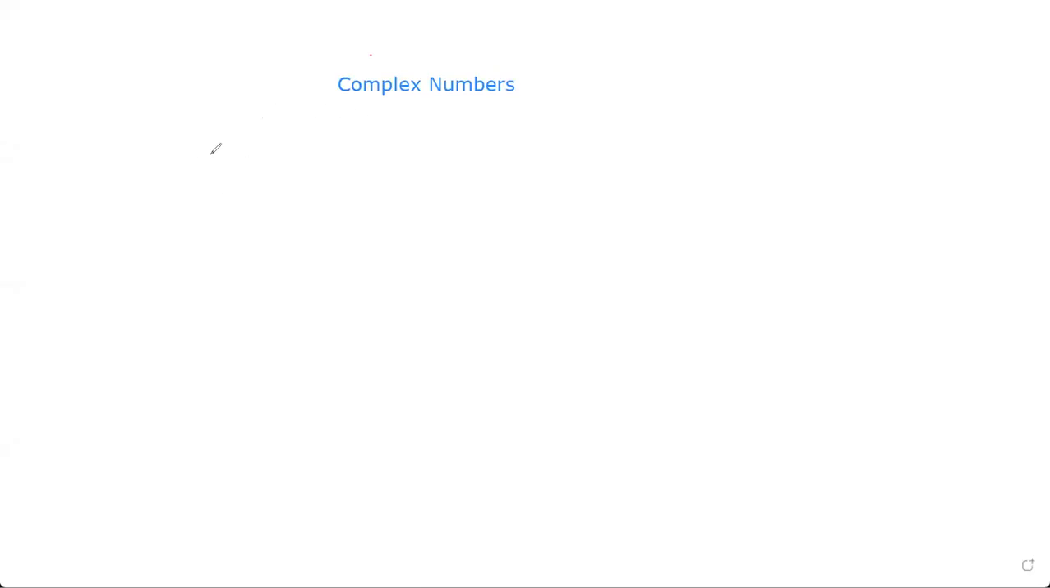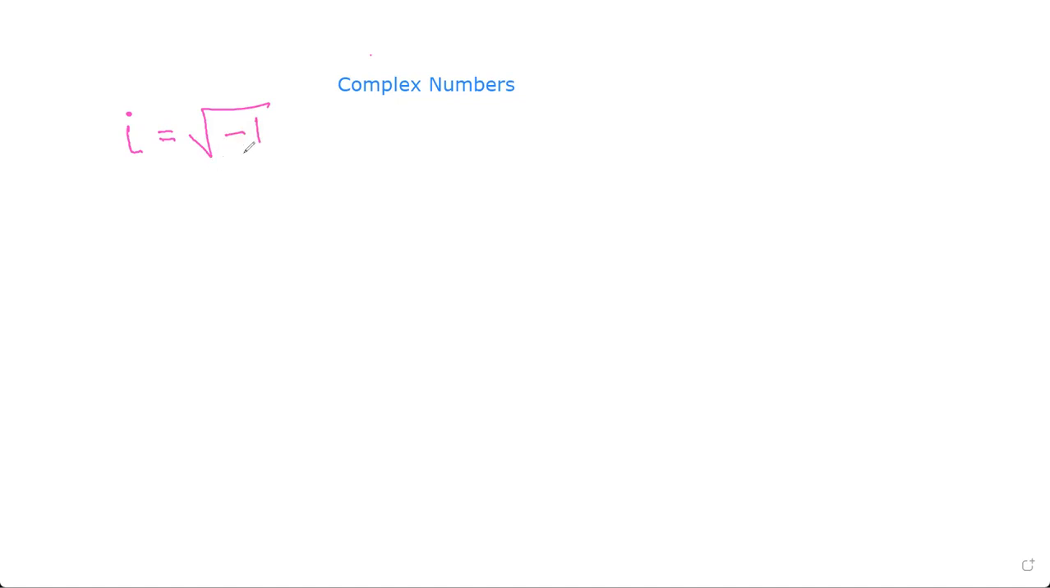Hi guys, in today's video I'm going to be continuing with the SAT and ACT series. I'm going to be discussing complex numbers. Complex numbers, or imaginary numbers, are written as i. So the value of i is the square root of -1. So this is the value of i.